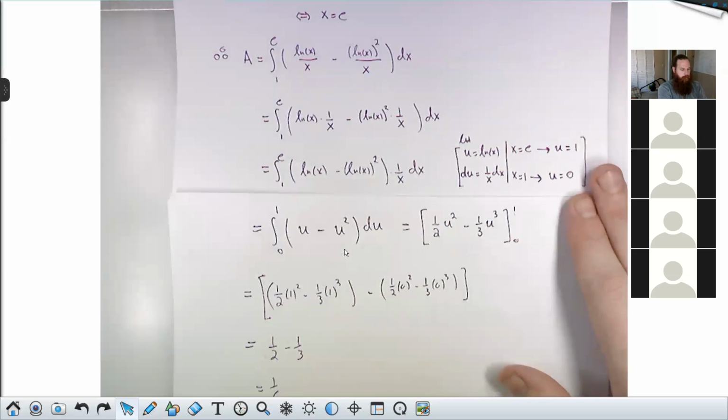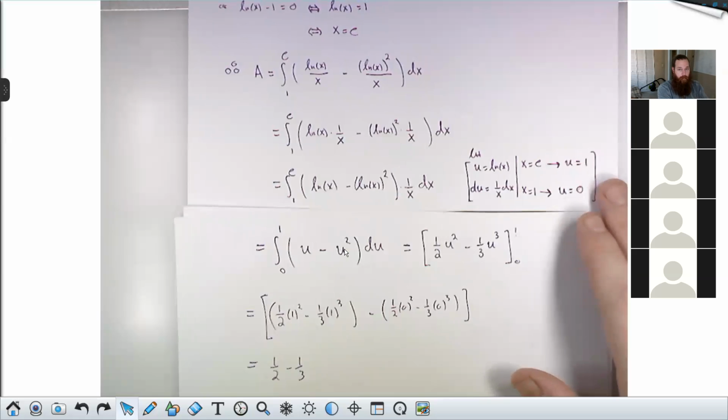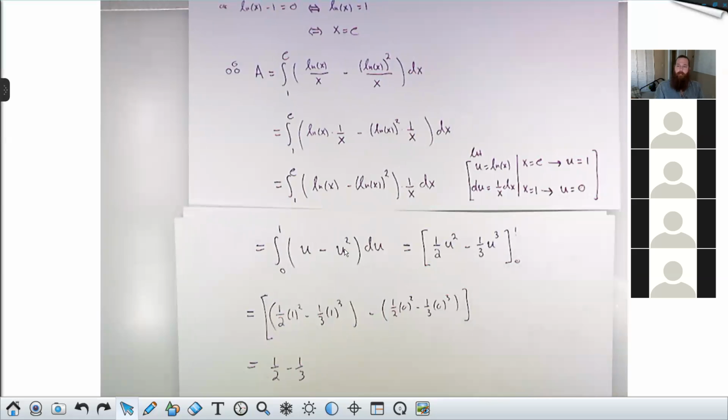So I have a question. Why did we change the upper and the lower bounds again? Because we're making a substitution. And anytime you make a substitution in a definite integral, in an integral with bounds, you have to change those bounds. These bounds were x values, right?